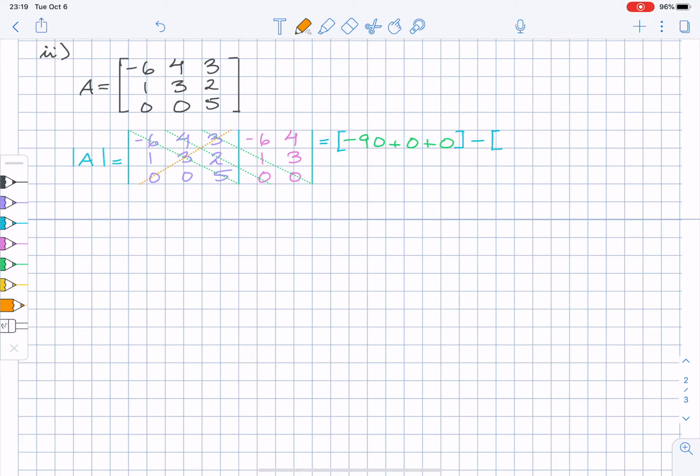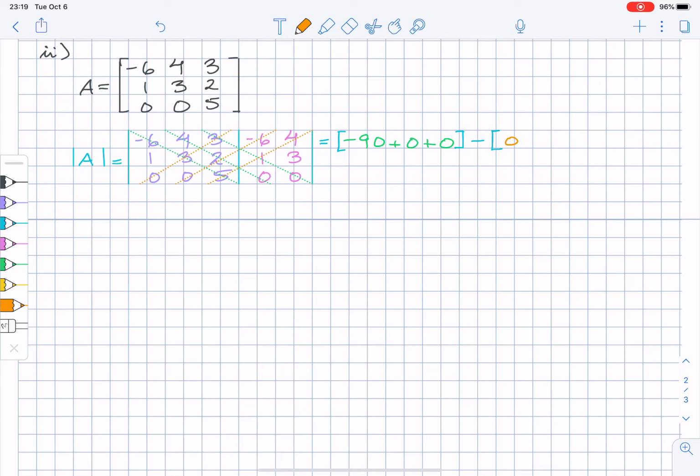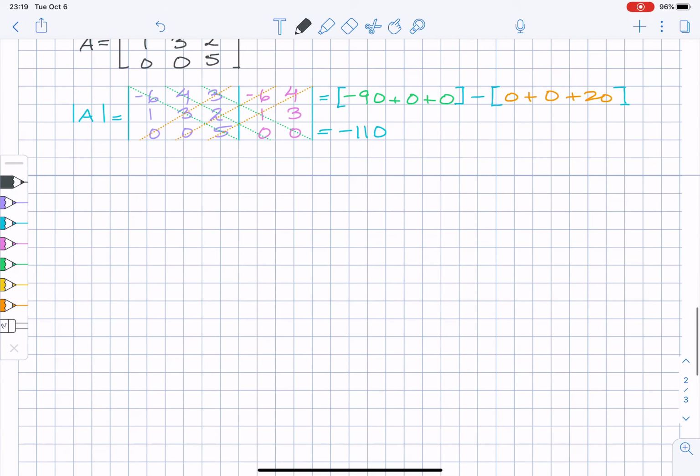The alternate diagonal products and sums, which are going to be 0 plus 0 plus 20. So we get -90 minus 20 is minus 110. That's what I get for that. Okay, so number 3.